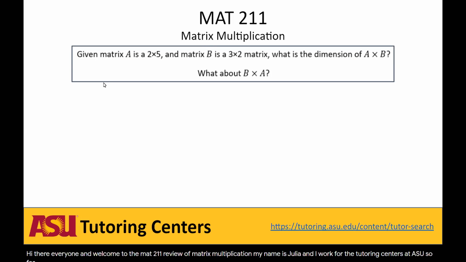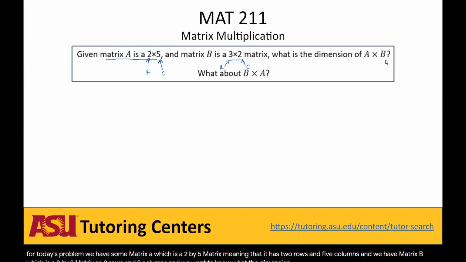So for today's problem, we have some matrix A, which is a 2 by 5 matrix, meaning that it has 2 rows and 5 columns. And we have matrix B, which is a 3 by 2 matrix, so 3 rows and 2 columns. And we want to know what the dimension of A times B is, and also what the dimension of B times A is.